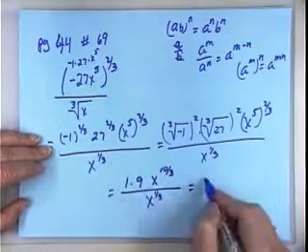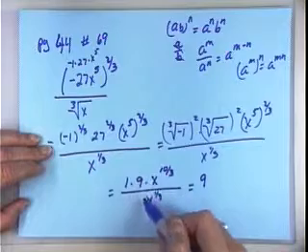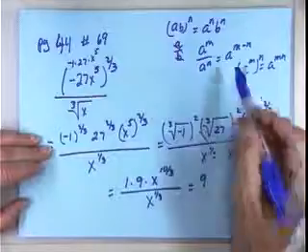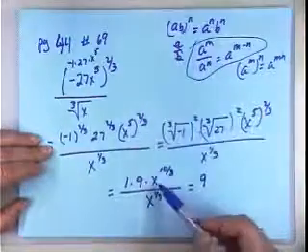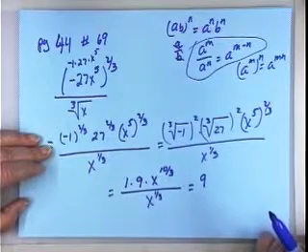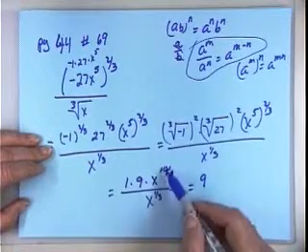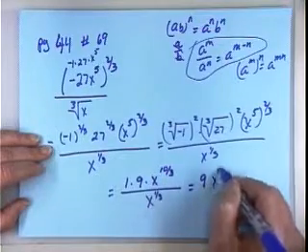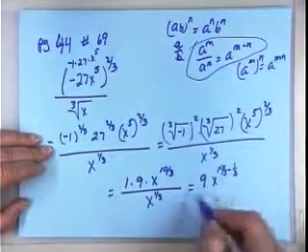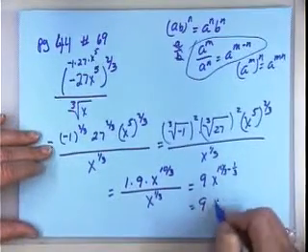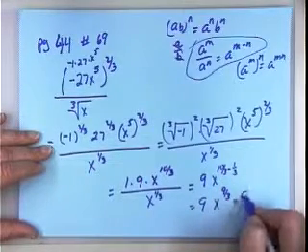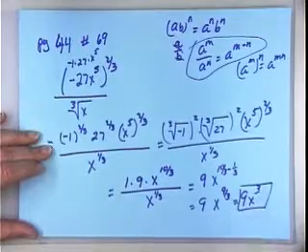So now we have 9, and this is all multiplication. So we have x to the 10/3 divided by x to the 1/3. That's our property for division. Let's write out x to the 10/3 minus 1/3 using our property for division. So that's 9 times x to the 9/3, which is 9x cubed.